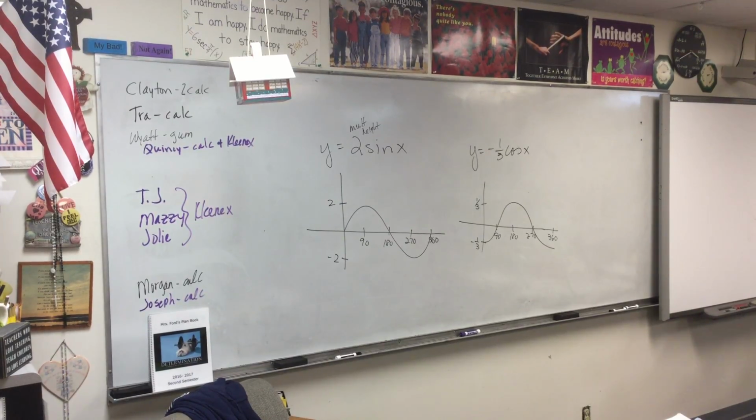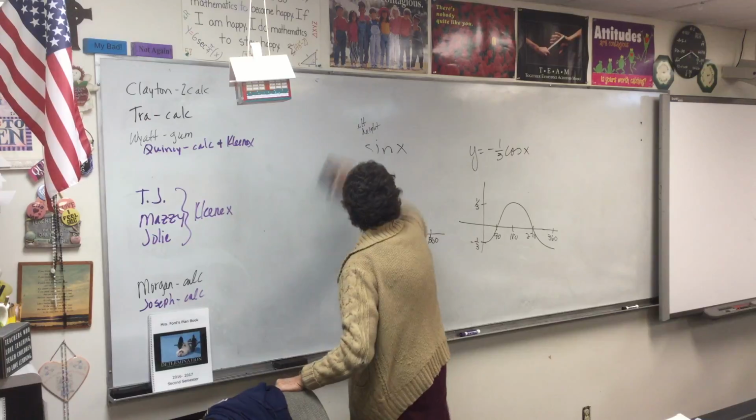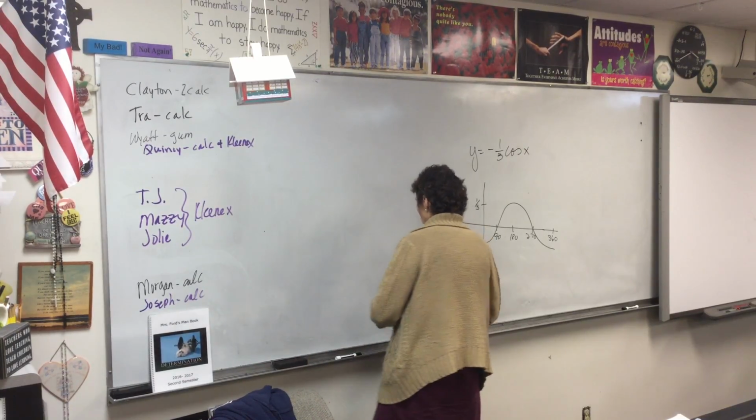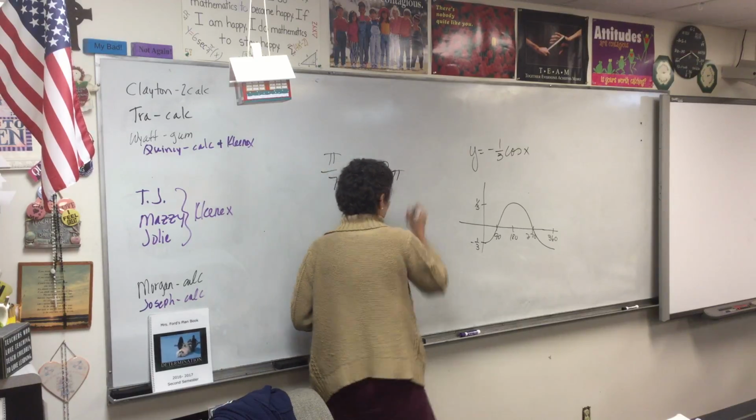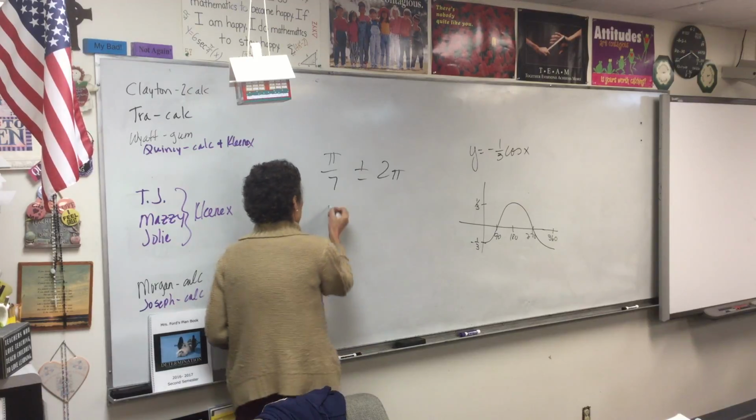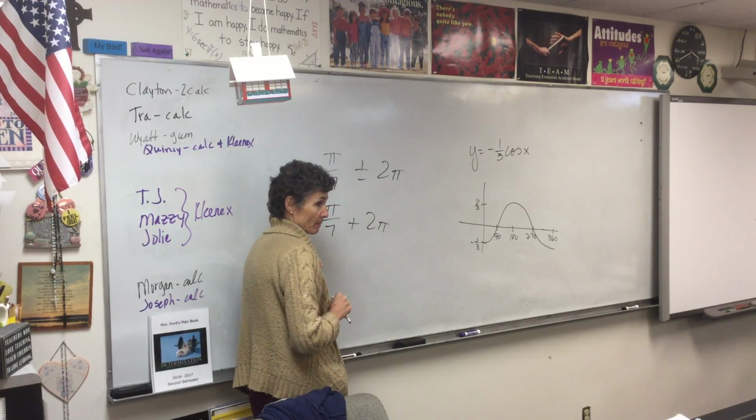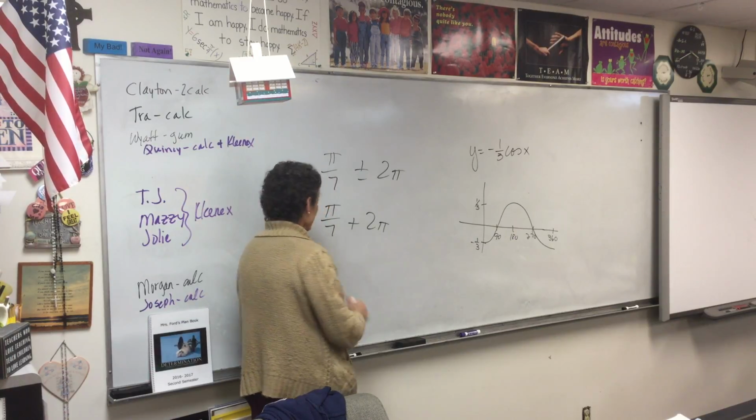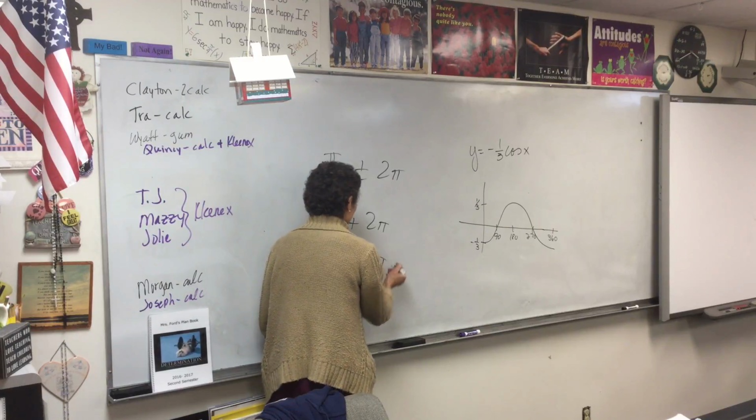In radians. So what is a revolution in radians? 2 pi. So to find coterminal angles, I add or subtract revolutions. If I took pi over 7 and added 2 pi, that would not be a negative number, and the problem stipulated a negative answer. So I'm going to take pi over 7 and subtract 2 pi.